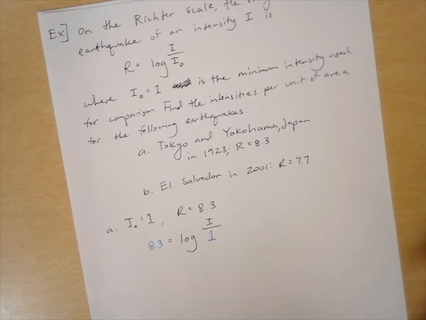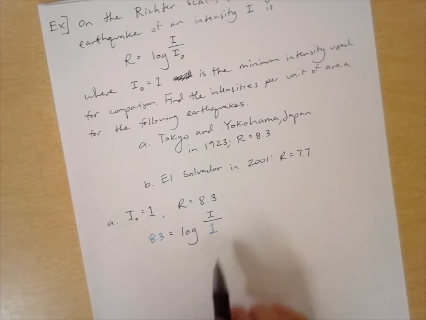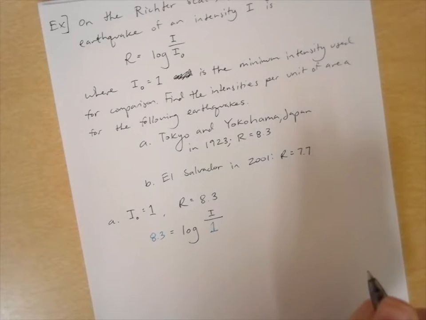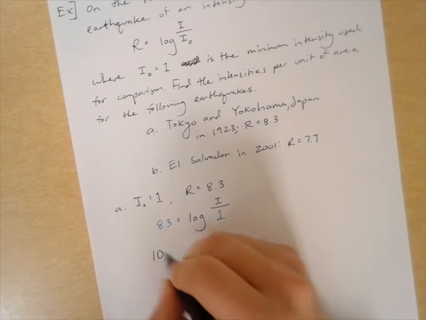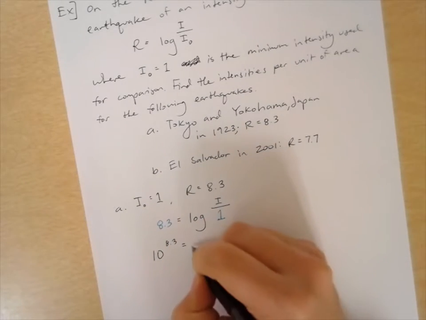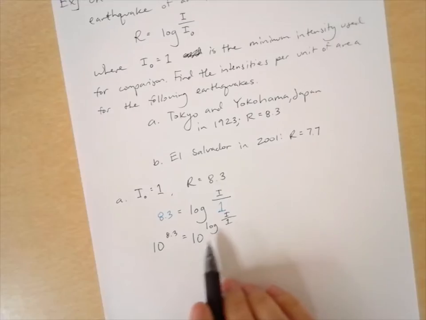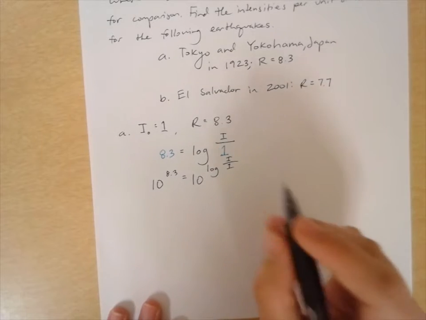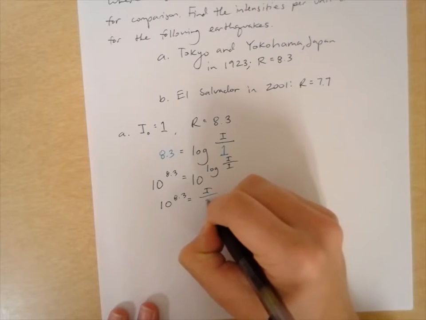And what I can do from here is use my one-to-one properties of logarithms, where if I have a log with a base, I can put everything as a power of that base and cancel out the logarithm. Since this is regular log, its base is 10, so I'm going to make everything a power of 10. I'm going to do 10 to the 8.3 equals 10 to the log I over 1. My 10 and my log will cancel each other out, and so I get 10 to the 8.3 equals I over 1.